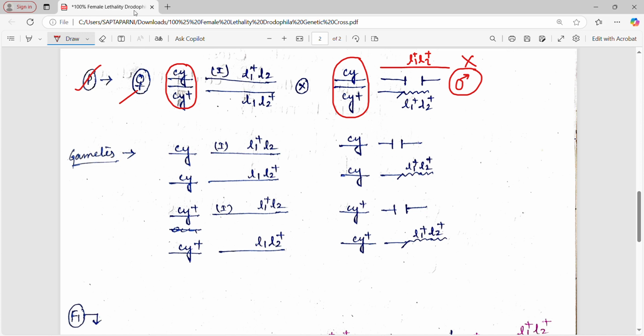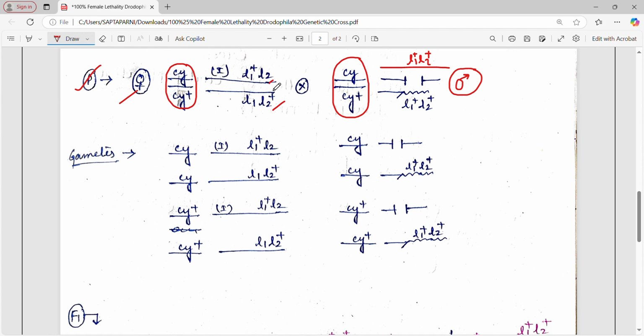If the father does not survive, how will the F1 progenies be formed? So we must take L1 plus and L2 plus on the father's X chromosome. But the problem is that if we take L1 plus and L2 plus on the father's X chromosome, and if we take L1 plus L2 on the mother's one X chromosome and the other X chromosome with L1 L2 plus in a complementary condition, what will happen?